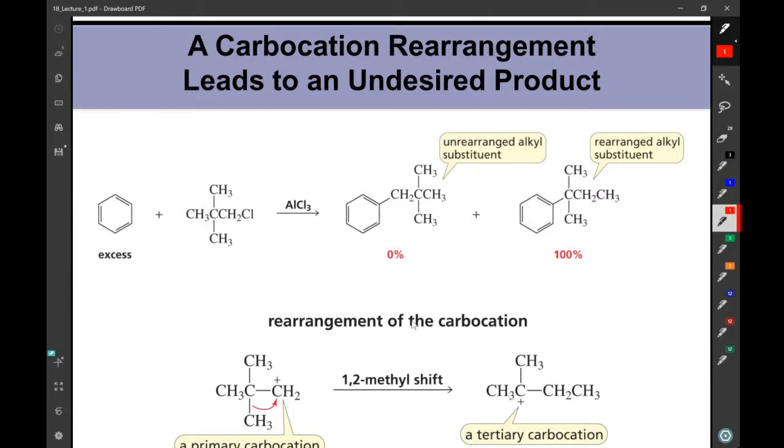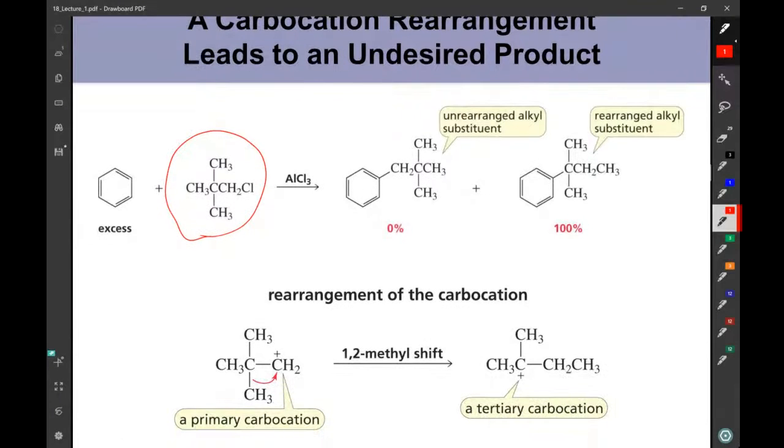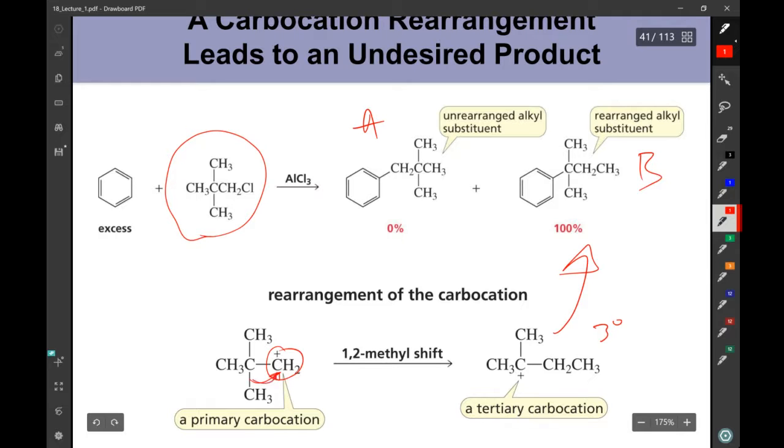Another example where you can have a carbocation rearrangement. If you react your benzene with this molecule here, what you notice is that you will form a primary carbocation, and that primary carbocation will undergo a methyl shift to give you a tertiary carbocation. So instead of forming product A, you will end up forming product B at a high percentage, because product B is a product of a rearrangement reaction. And so again, my question remains, how do I form product A if I need that?